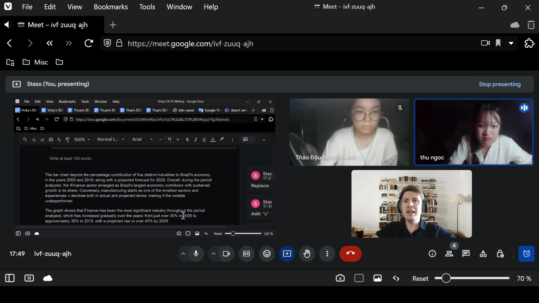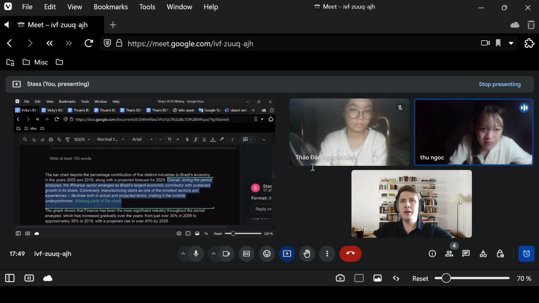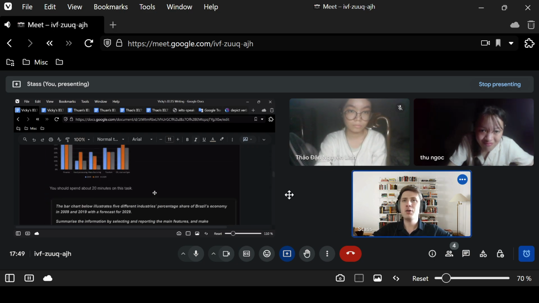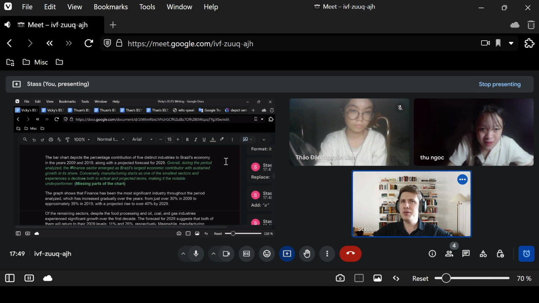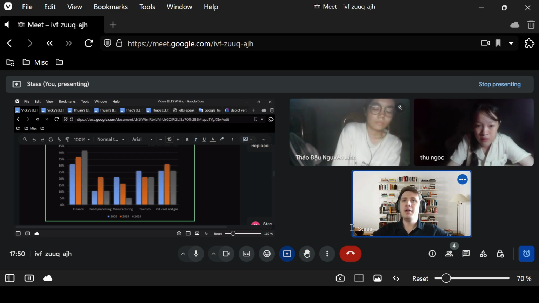Let's see. So the point is, again, in here we're missing parts of the chart. The overview is supposed to include everything, at least a little bit. How can we do this? Yeah. So we need a bit bigger. So we have finance and manufacturing you've mentioned, right? Yeah. And that's it. We also have food processing, tourism, oil, coal, and gas, which is different.